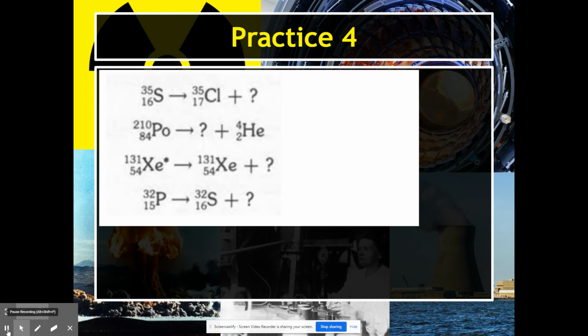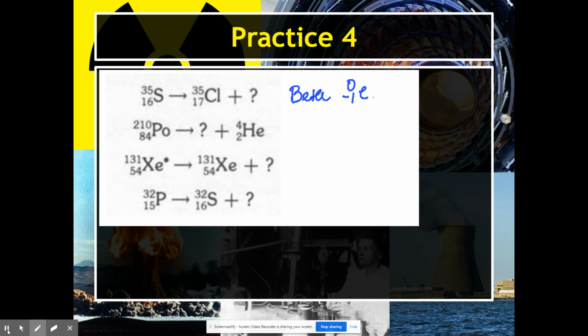We're going to do our last little bit of practice here. For these, I want you to tell me what the question mark would be and then what kind of radiation it is. So for the first one, we start with sulfur. It has 35 for its mass number and 16 for its atomic number. Notice the mass number does not change. The atomic number increases by 1. What kind of radiation is that? If you said beta, you are correct. What goes in the question mark? Our beta particle, 0, -1, e.